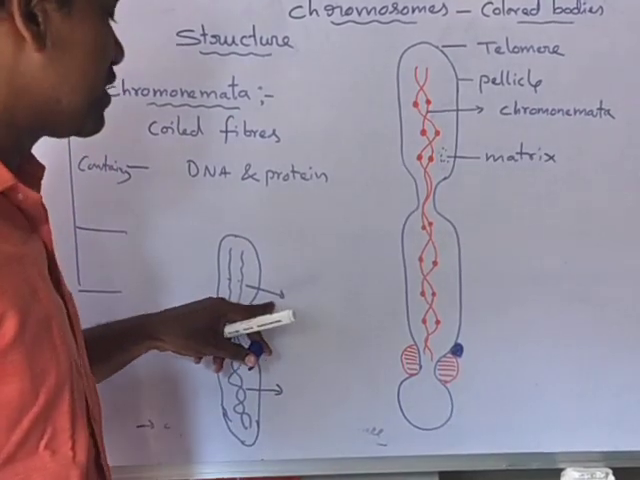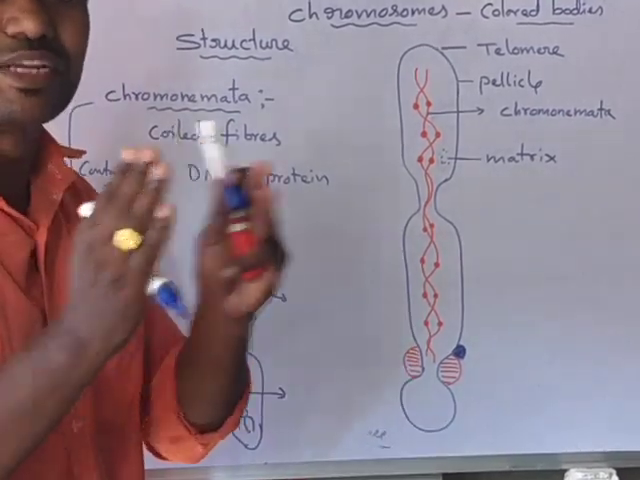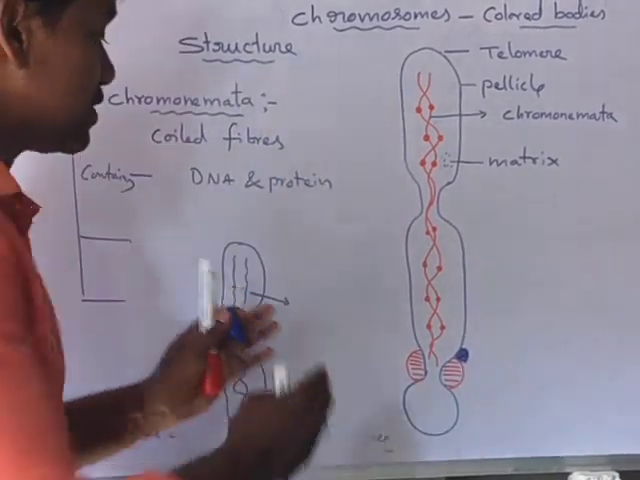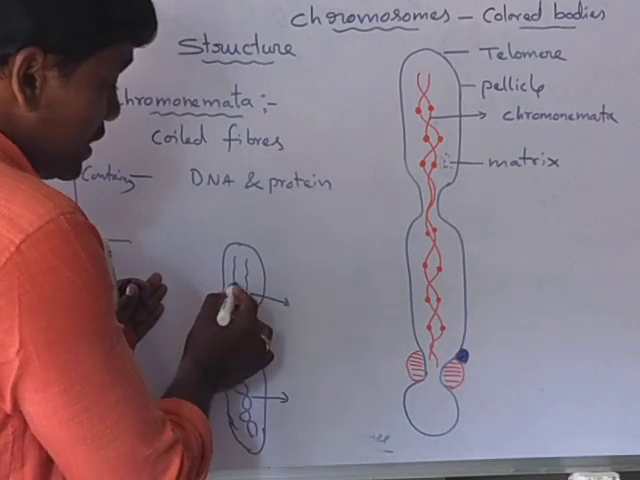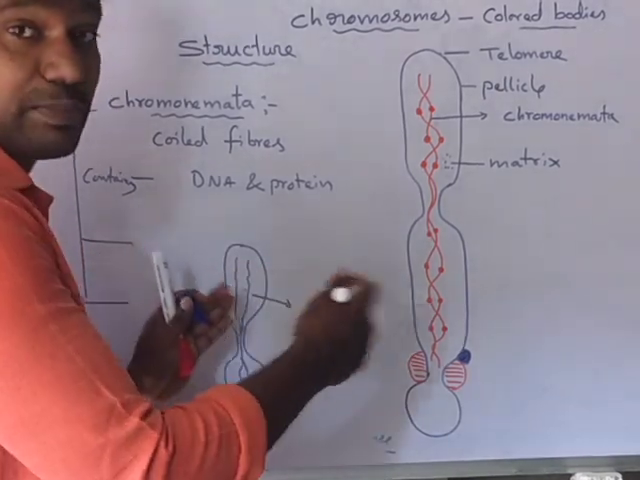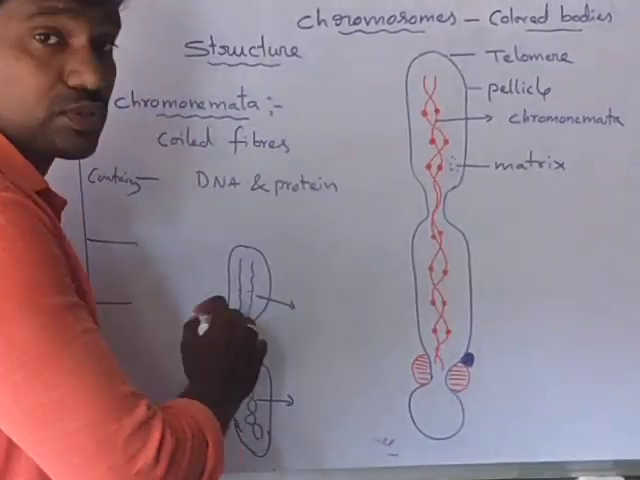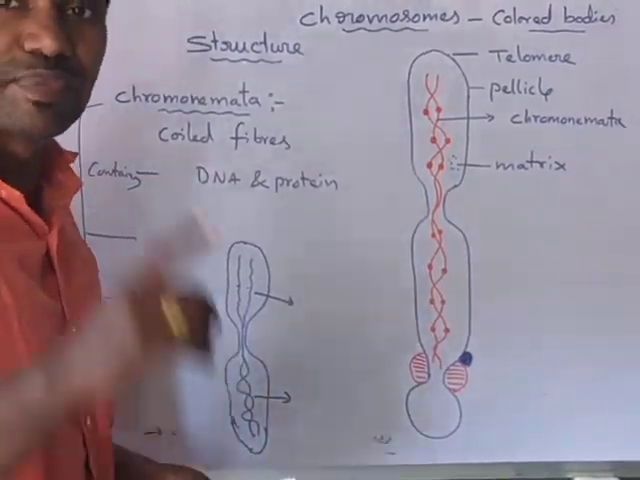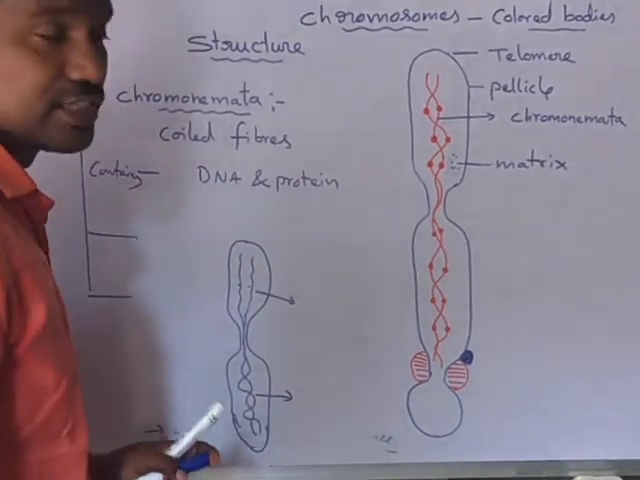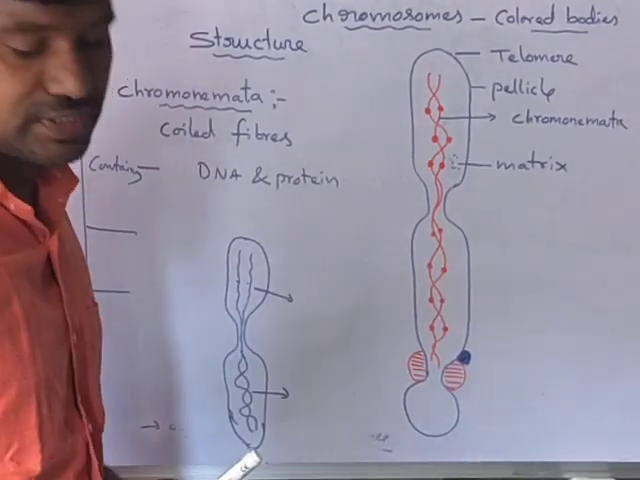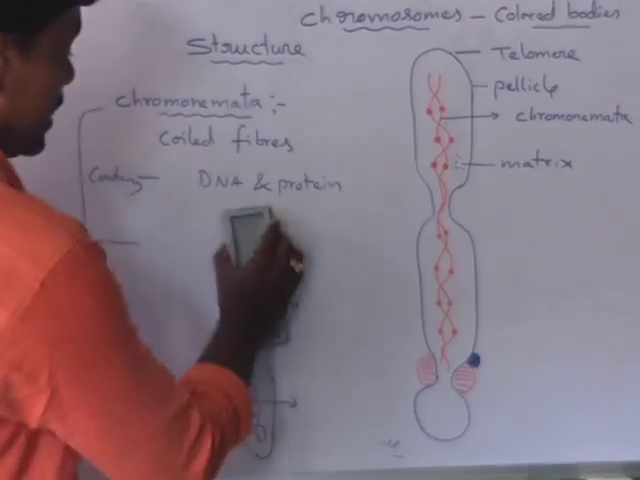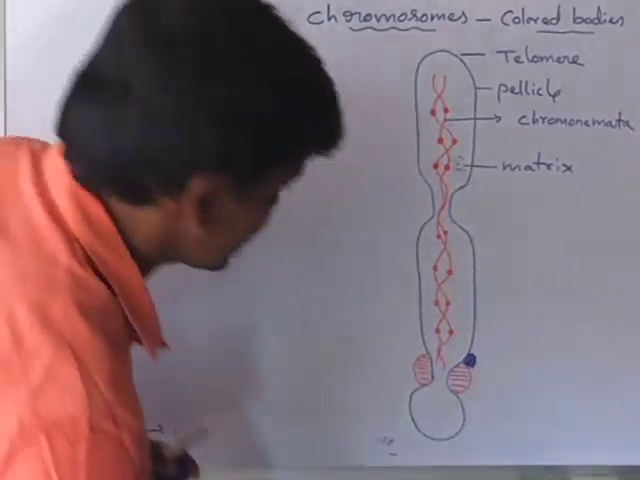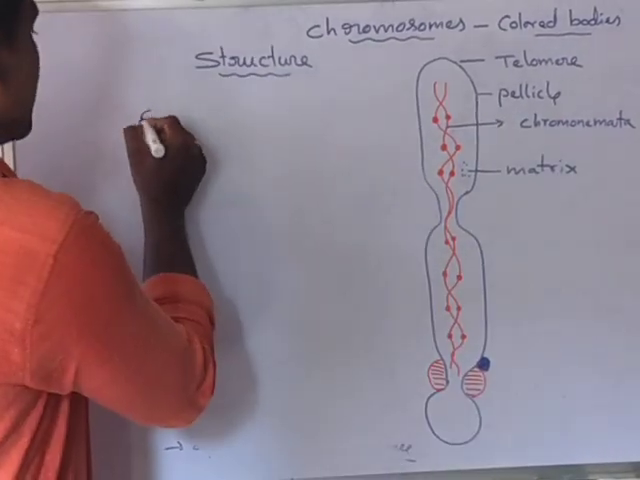Because in the anaphase, both chromosomes are split. When the two chromosomes are split, each fiber moves to a separate chromosome. That's why the parallel arrangement will be seen in meiosis, and the coiled arrangement will be seen in mitosis division. So this is about the arrangement of the chromonema.